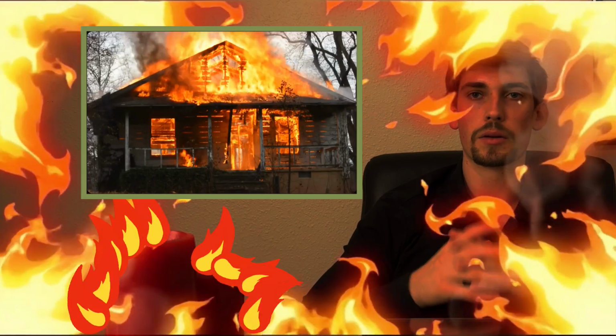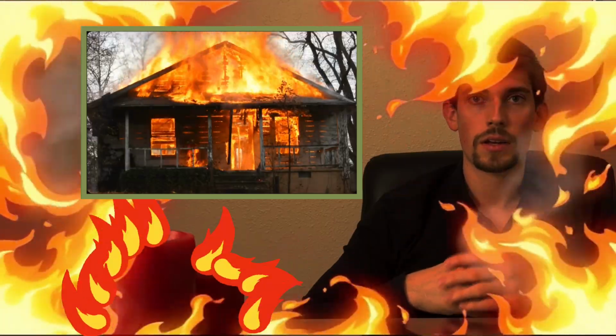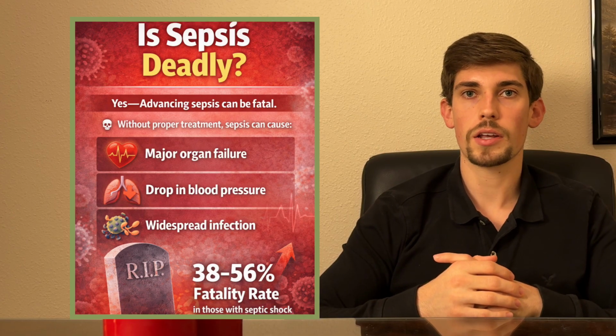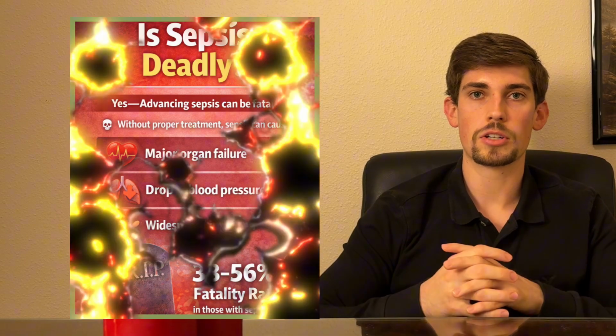You can think of it like a small fire in a house. At first, it's controlled and useful. It helps keep things running. But if it spreads too far, it can burn the whole house down. That's what happens in sepsis. Your body's response starts to spread, and instead of protecting the body, it begins to cause damage.